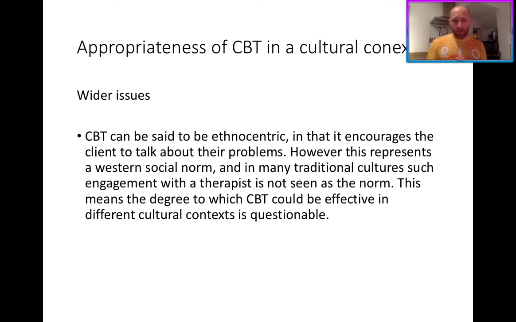CBT in the cultural context, and I'll finish up with the extent to which CBT could be argued to be ethnocentric. What we mean by that is the whole idea of cognitive behavioural therapy is that you sit down with a therapist and you discuss your problems and you identify solutions. Well, that's a very Western individualistic approach to dealing with mental health.